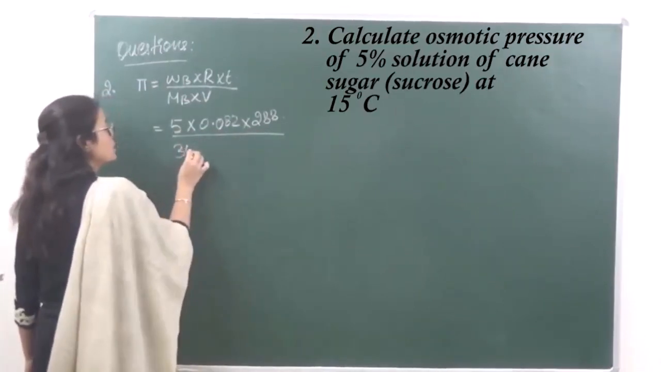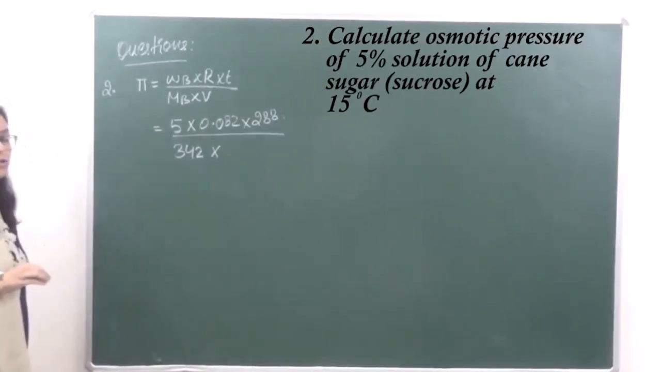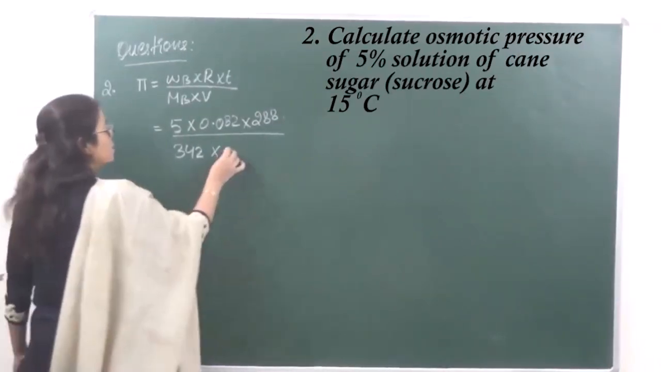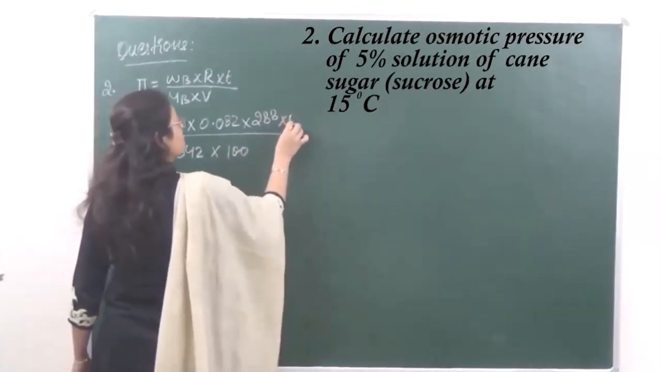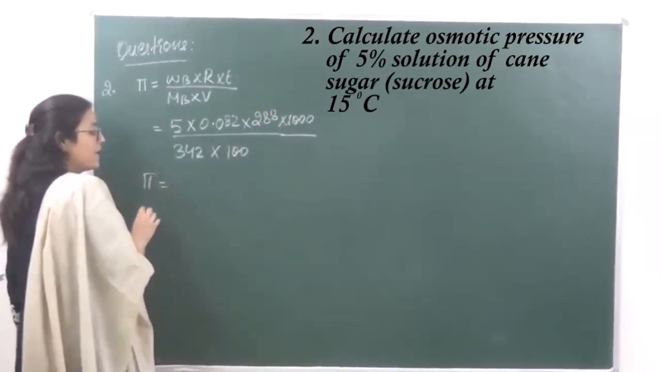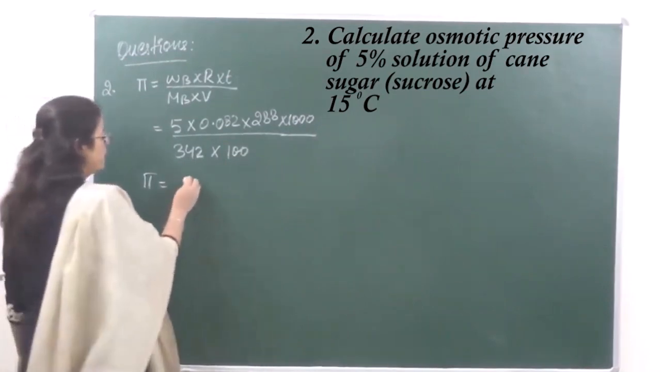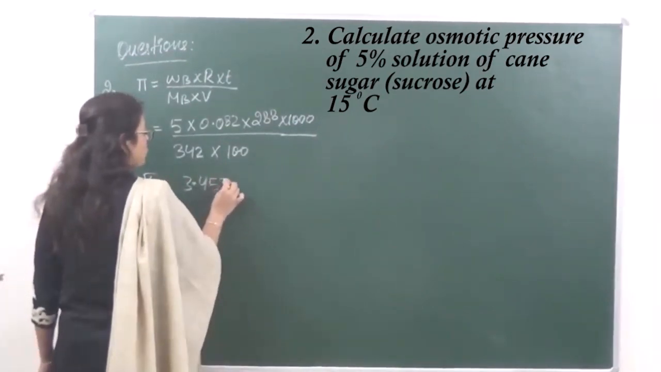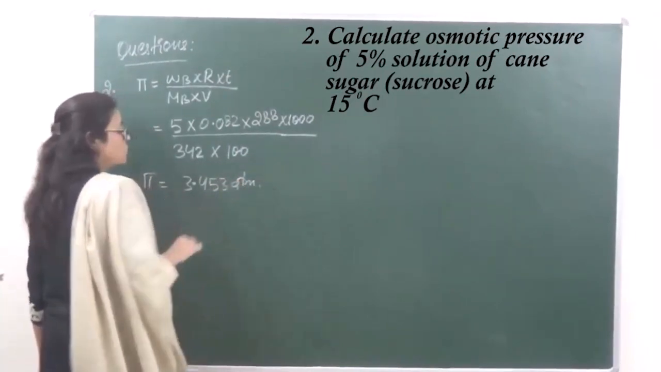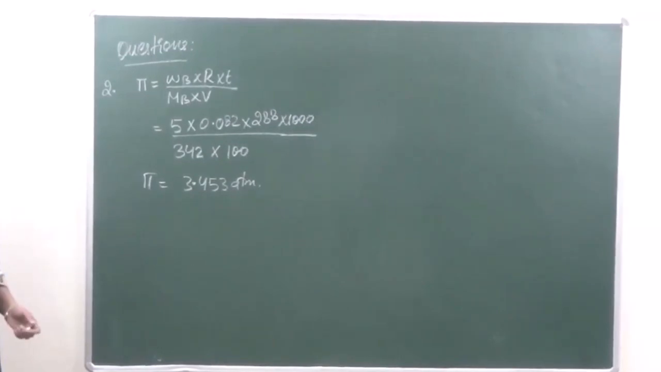Molar mass of sucrose is 342. Now 100 ml is given to you, and we have to convert it into liters, so we take 100 into 1000. So when you calculate pi from this, pi comes to 3.453 atmosphere. Then let's go to question number 3.